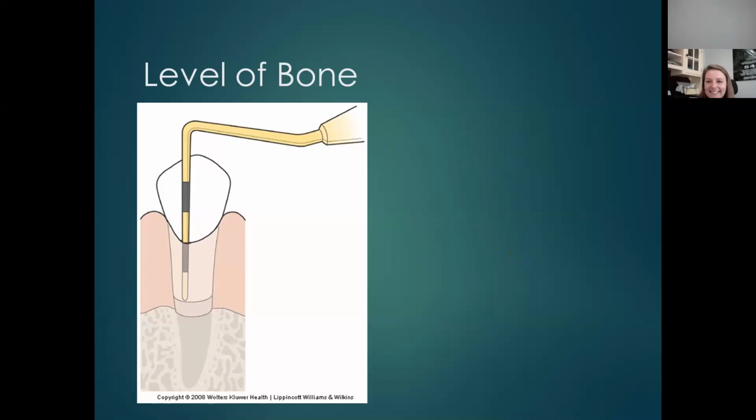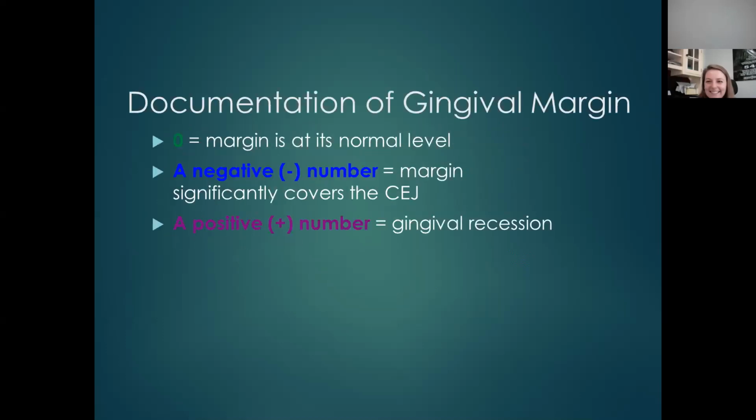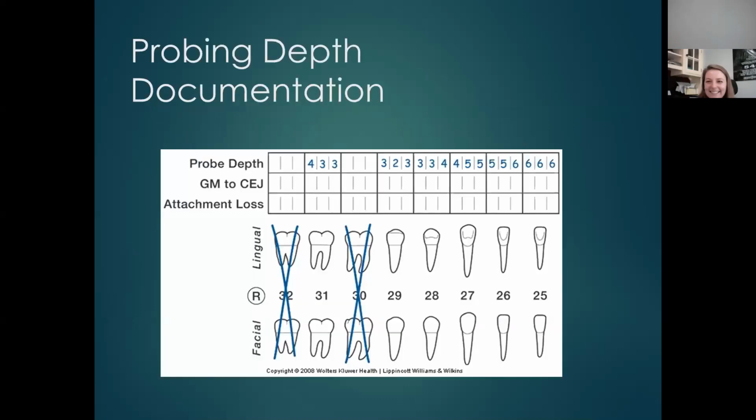So where's the level of the bone? If the gingival margin's not in the normal position, then we are looking at doing some calculations. We need to know what the probing depth is and the gingival margin. If the gingival margin's at the CEJ or just a little bit above, we're considering that normal or neutral. If the gingival margin covers the CEJ, we are doing some subtraction. If there is recession and we can see the CEJ, we're doing addition to come up with that CAL. So we've all seen the probing depths and then the gingival margin and then the CAL there.